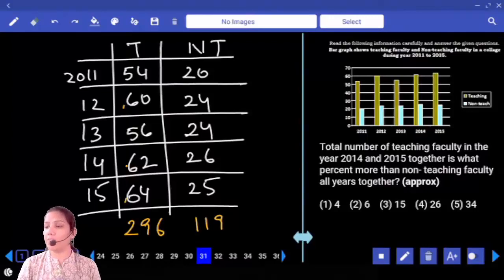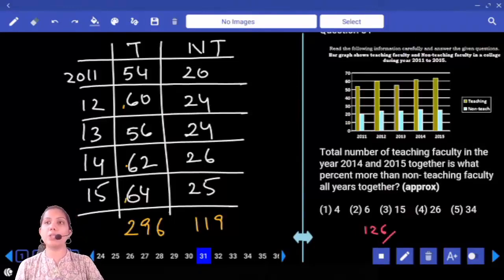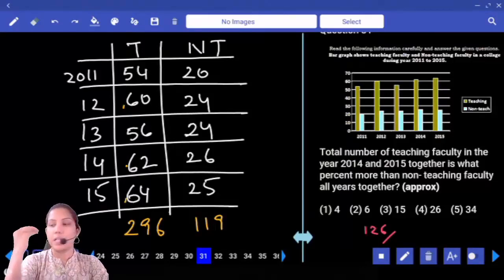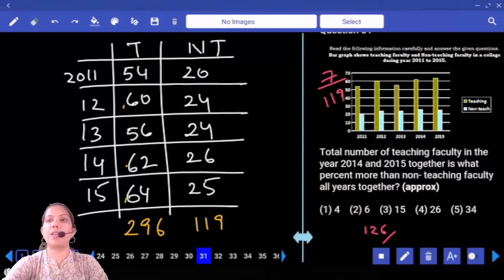Next, question number 31. Total number of teaching faculty in the year 2014-15 together is what percentage more than non-teaching faculty in all the years together? 2014-15 teaching faculty together is 62 plus 64, 126. Compare it to 119. 126 is how much percentage more? First, how much more? 7 more. So it is 7 by 119, 7 by 119 into 100.